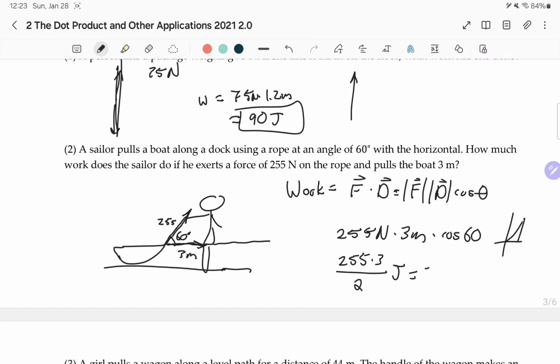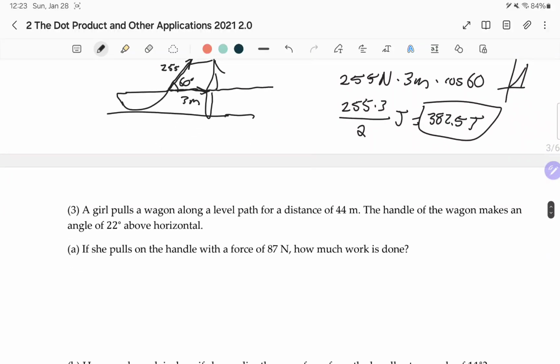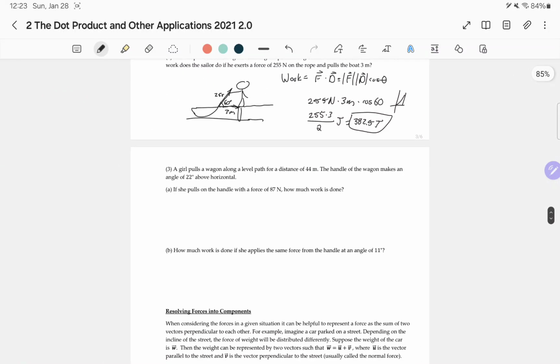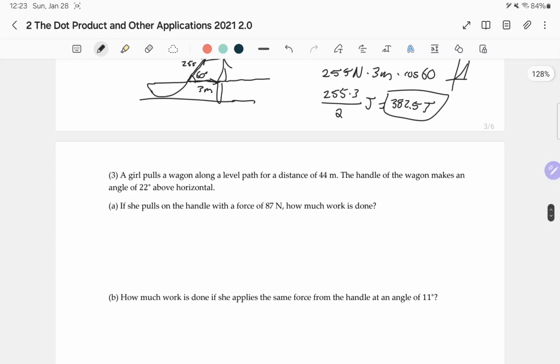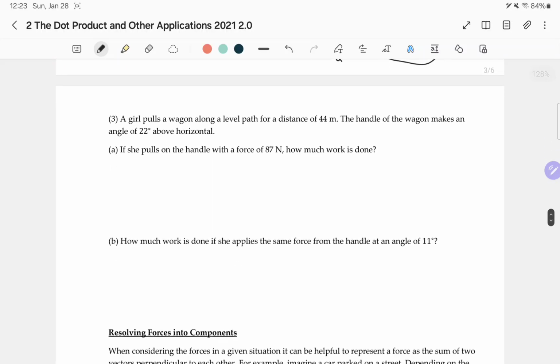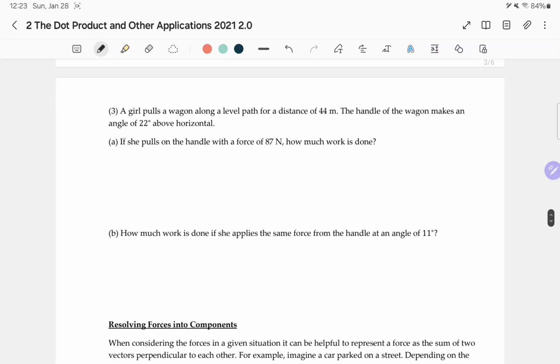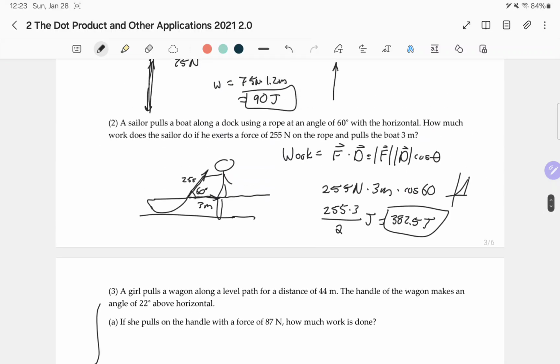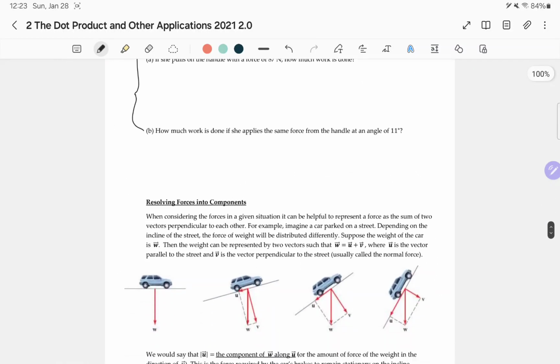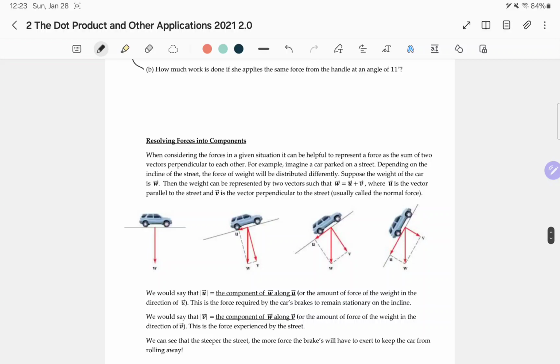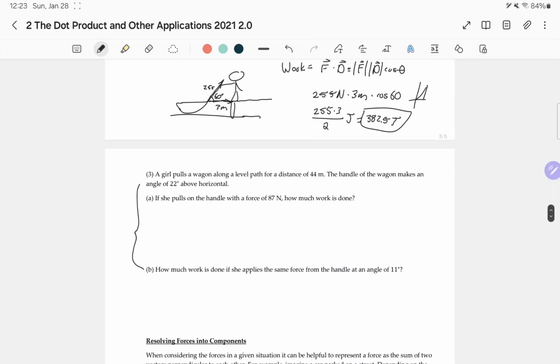And this gives us 382.5 joules. So that should be our answer. Anyway, moving on. I will let you guys do the next two because these are A and B. These are pretty much the same as what I described here. And that's pretty much it that you need to know for that part.